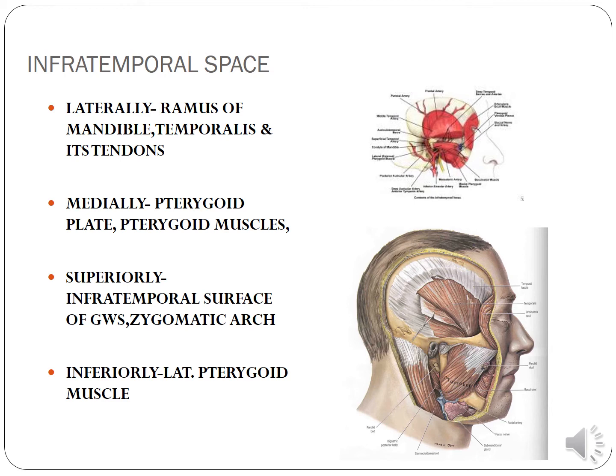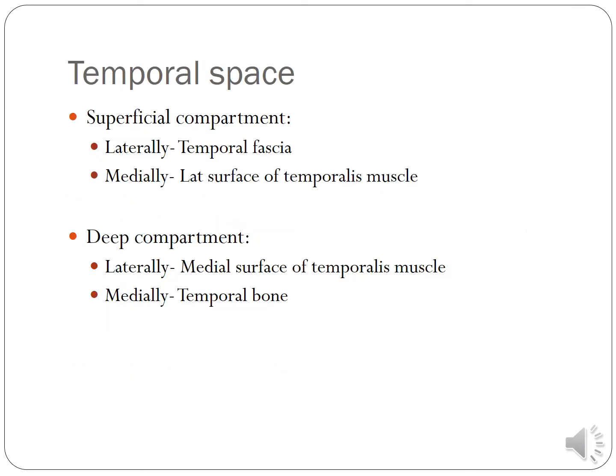Infratemporal space: laterally by the ramus of the mandible and temporalis and its tendon, medially by the pterygoid plate and pterygoid muscles, superiorly by the infratemporal surface of the zygomatic arch, inferiorly by the lateral pterygoid muscle. Temporal space, superficial compartment: laterally by the temporal fascia, medially by the lateral surface of the temporalis muscle. Deep compartment: laterally by the lateral surface of the temporalis muscle, and medially by the temporal bone.